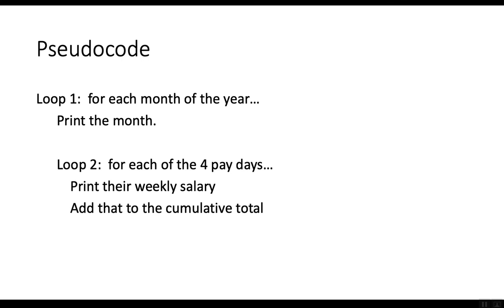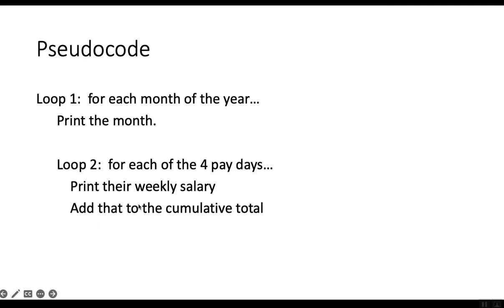So loop 1 is for every month of the year, print out the month. That's pretty simple. And then the nested portion, and we know it's nested because of the indentation, this loop falls within the outer loop because it's indented. Remember, indentation is important in Python. So in our inner loop, we're going to say for each of the 4 pay days, the 1st, the 8th, 15th, and 22nd, we're going to print their weekly salary, 500 bucks, and we're going to add that to the cumulative total. So that seems pretty simple.